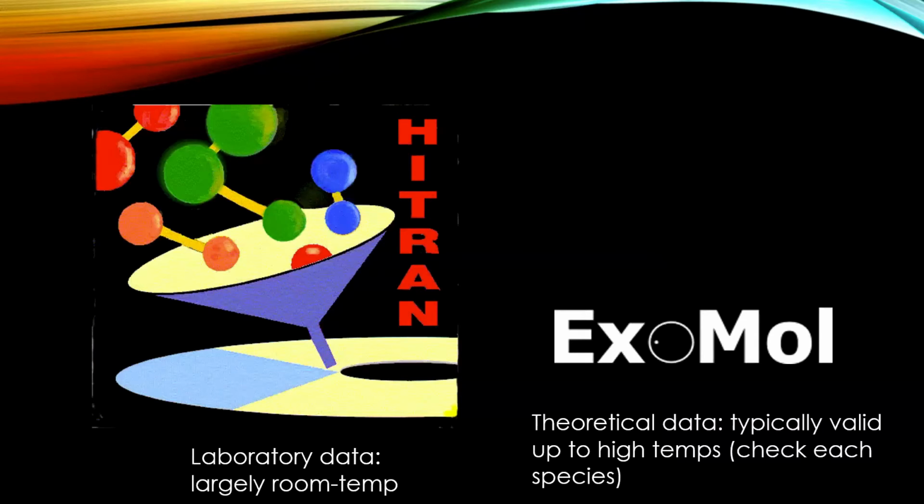Before I move on, I'll just summarize what I've spoken about so far. In general, laboratory data, which is provided by large databases such as HITRAN, is accurate, but largely only suitable for characterizing atmospheres that are room temperature. Theoretical data is typically valid up to higher temperatures, but it can be very computationally intensive to compute. And you need to check for each species what the maximum recommended temperature and also the valid wavelength region is.